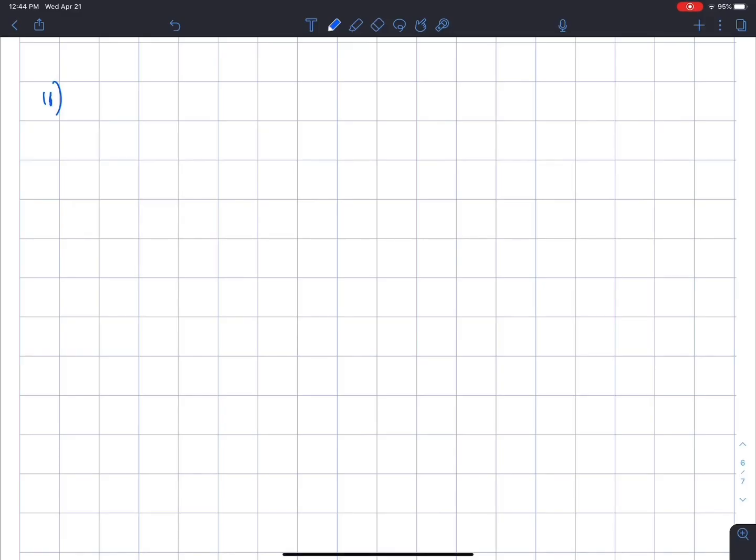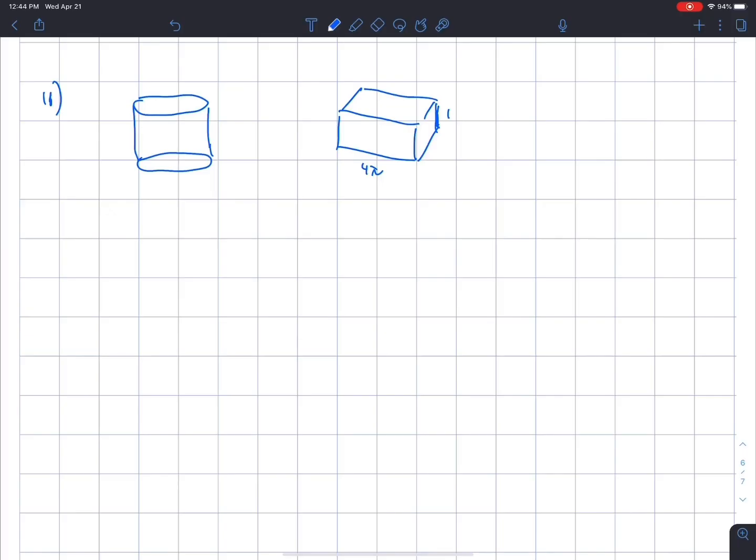A cylinder and a rectangular prism have the same volume. The rectangular prism has a length of 4 pi. The height is the same as the cylinder, so we'll just let that be 1 for simplicity. If the cylinder has a radius of 6, what is the width of the prism? So I'll just let that be x.